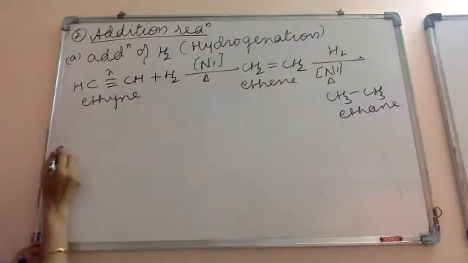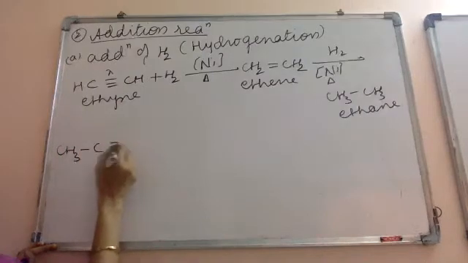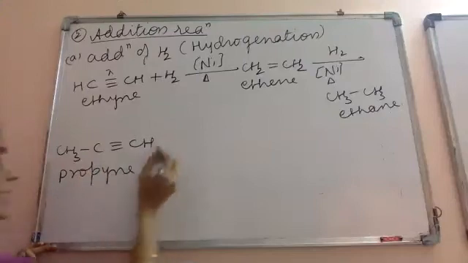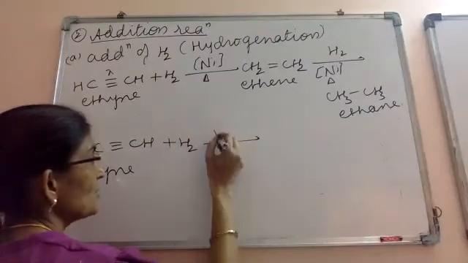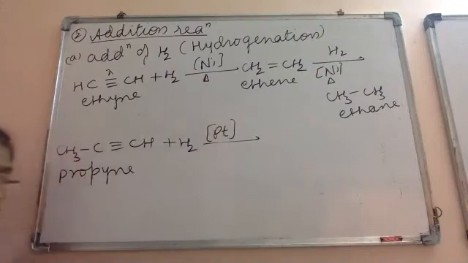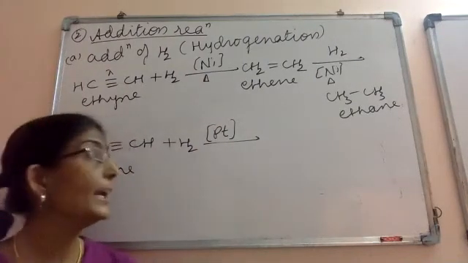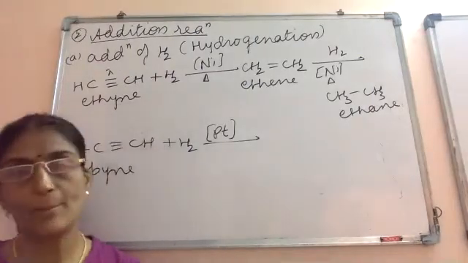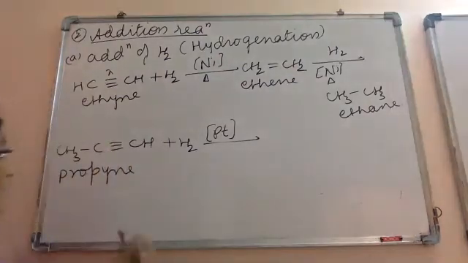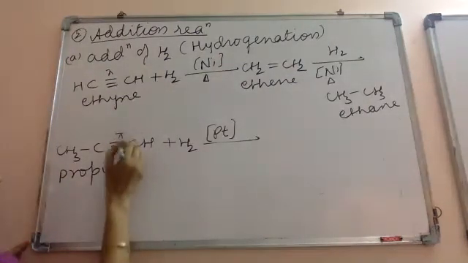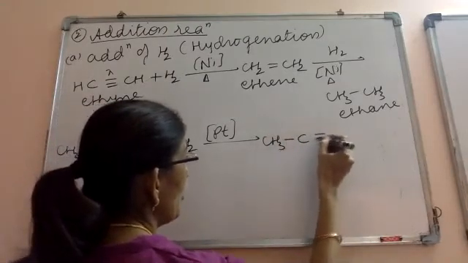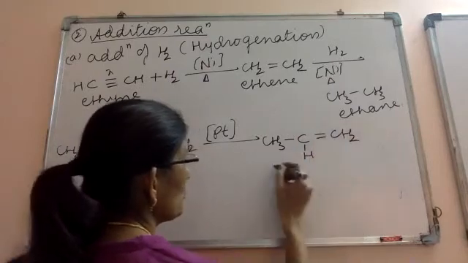Now add hydrogen on propyne. This is called propyne. One mole of hydrogen is added. Suppose we use platinum or palladium. So no need to heat it, because platinum and palladium react at room temperature. What we have? One sigma, two pi bonds. The pi bond will break. C double bond here, H will come. CH2, propene will be formed.